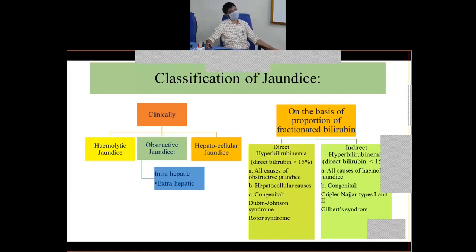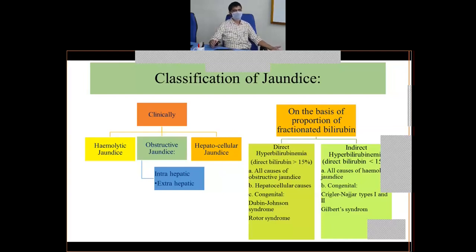Then, on the basis of the proportion of fractionated bilirubin, we can divide it into direct hyperbilirubinemia and indirect hyperbilirubinemia. Direct hyperbilirubinemia means the proportion of direct bilirubin is more than 15% of the total. Indirect hyperbilirubinemia means the direct bilirubin is less than 15%. So all causes of obstructive jaundice fall under direct hyperbilirubinemia. Then the hepatocellular causes, like the congenital Dubin-Johnson and Rotor syndromes, fall under direct hyperbilirubinemia.